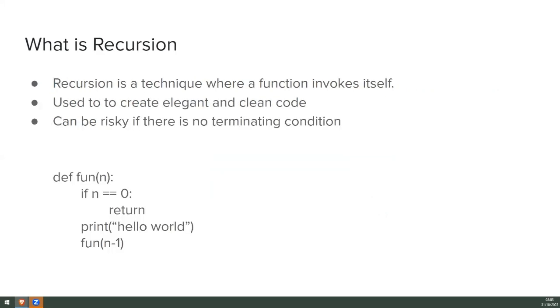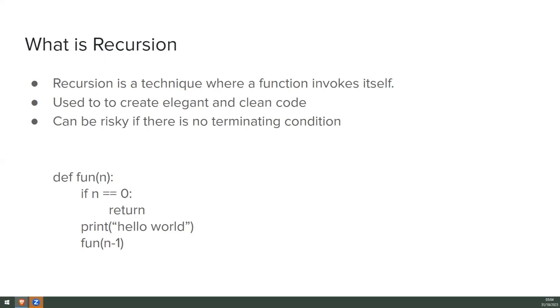So what is recursion? Recursion is a technique where a function invokes itself, right? And usually it's used to create clean and elegant code, because you can just write something that would otherwise take more chunky code, like a for loop or a while loop. You could just write a recursive function in 2 or 3 lines, and you're done. However, if there is no base case, usually referred to as the terminating condition, you run the risk of your function entering into an infinite loop. And this is quite memory intensive and, if you're not careful, can cause your computer to crash.